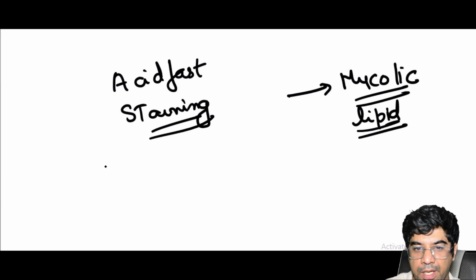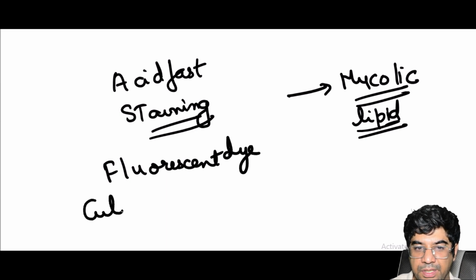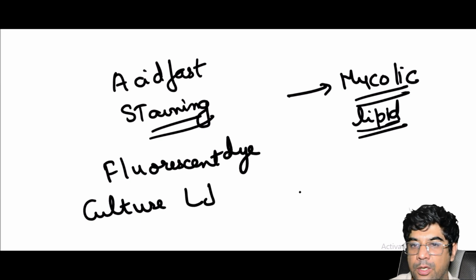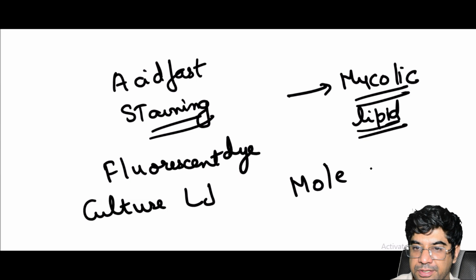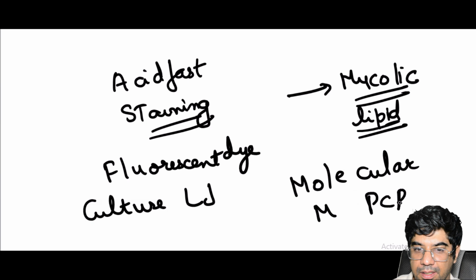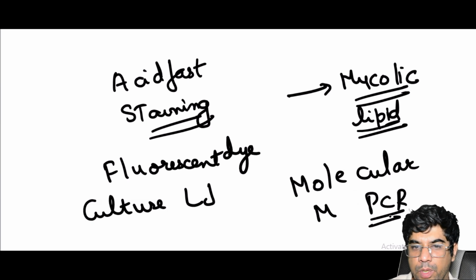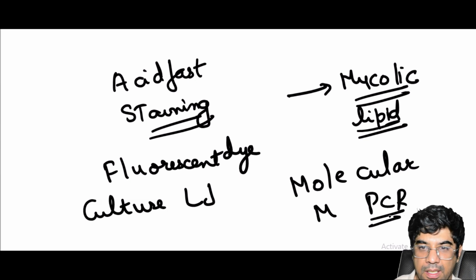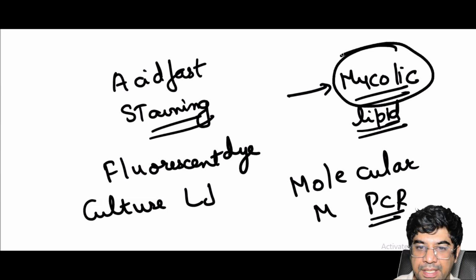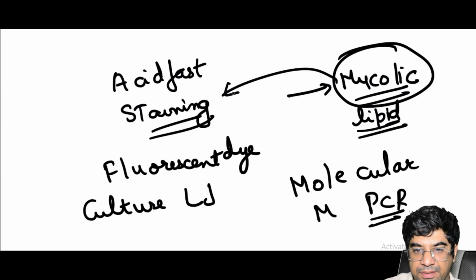Other methods that we can use is fluorescent dye method. Culture method we can use is LJ method, and molecular methods like the PCR. Now, why do we use acid fast staining to identify the Mycobacterium tuberculosis? Since it contains mycolic acid, that is why we prefer to use acid fast staining.